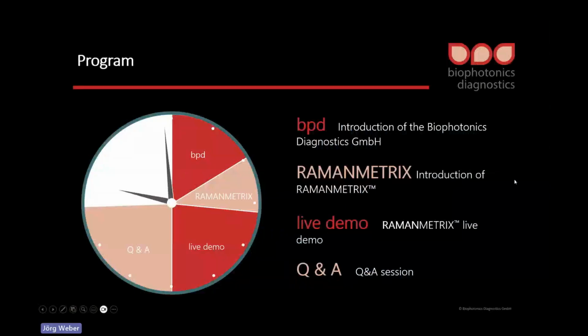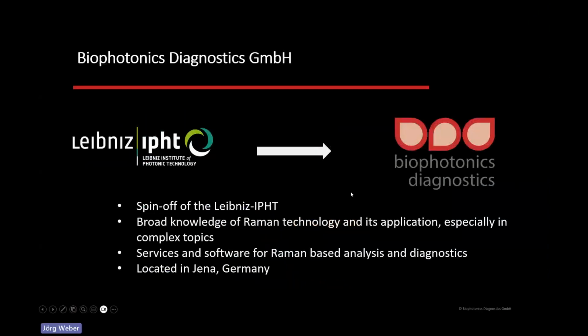So then I will switch to the presentation again. Biophotonics Diagnostics is a spin-off of the Leibniz Institute of Photonic Technology. It's located in Germany, in the town Jena. And our background is a broad knowledge of Raman technology and its applications because of this history. A lot of scientists were working on Raman spectroscopic projects, and all the needs, all the experiences entered the design and the functionality of the RAMANMETRIX software.